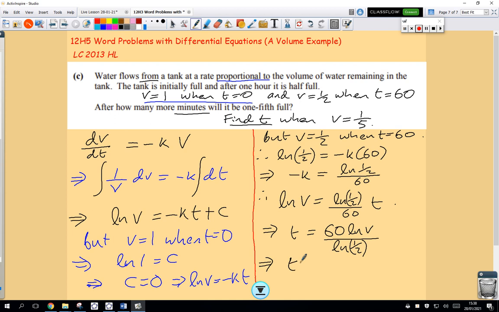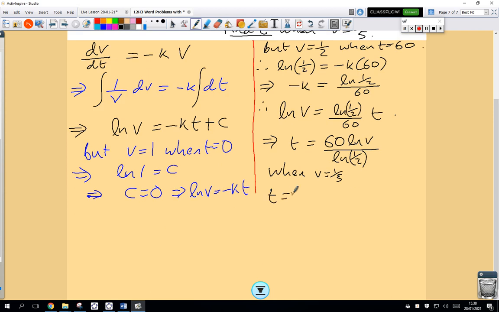So T is equal to 60 times, let me actually go back here. I'm just going to be very particular how I write this. So it says, after how many more minutes will it be 1/5 full? Well, when the volume is 1/5, T is going to equal 60 times the natural log of 1/5, all divided by the natural log of 1/2. Okay, so we're nearly there now. It's just finishing this last little bit off.